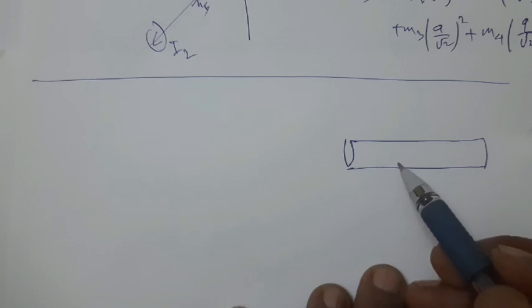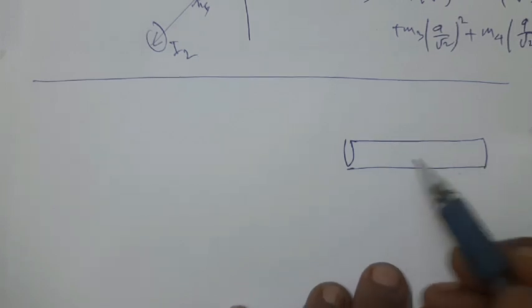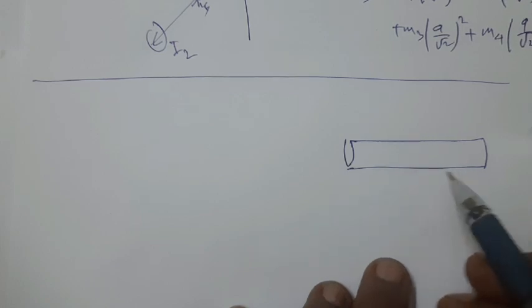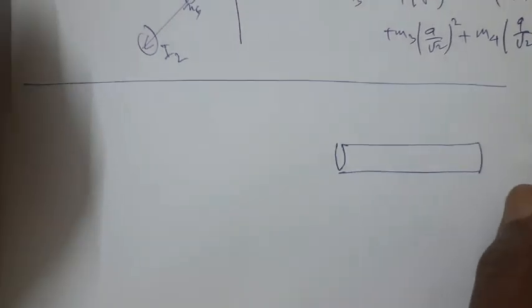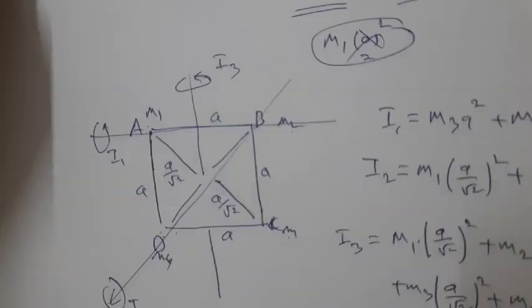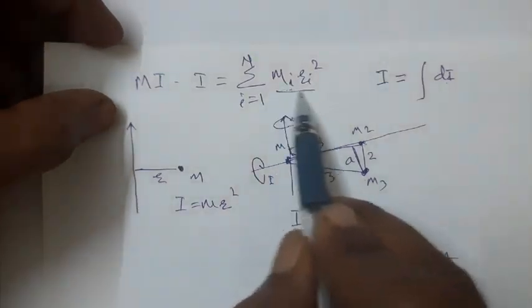And therefore, an interesting technique is to be used. What we will have to do? We will have to divide this continuous system or object into small elements whose moment of inertia can be determined by using the basic definition, that is mr square. This is the basic definition, mr square.